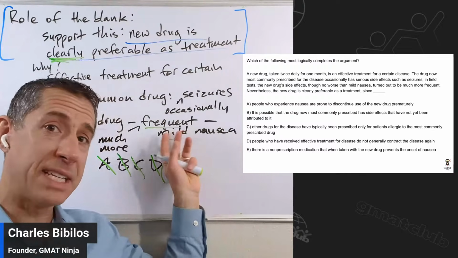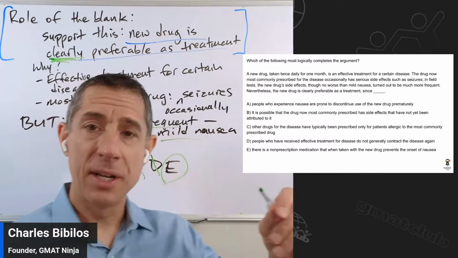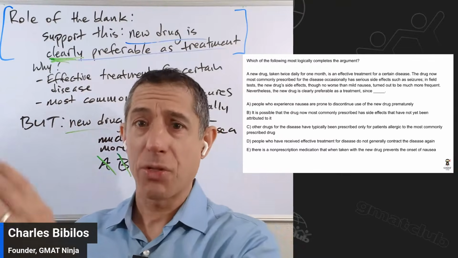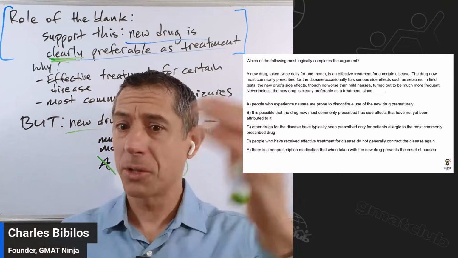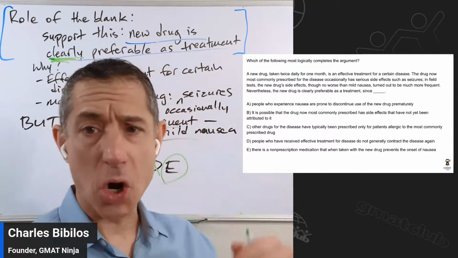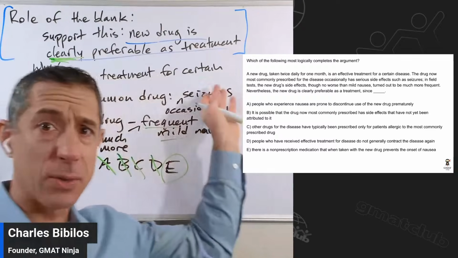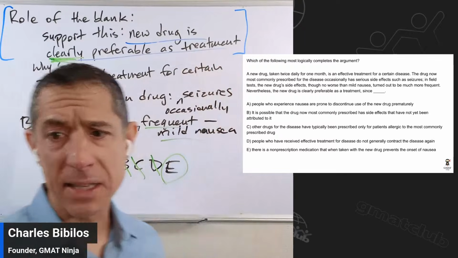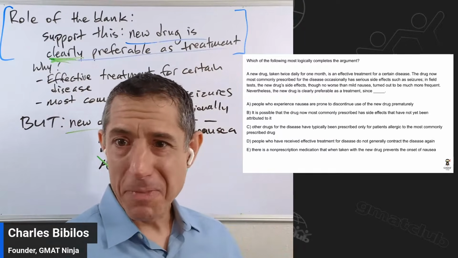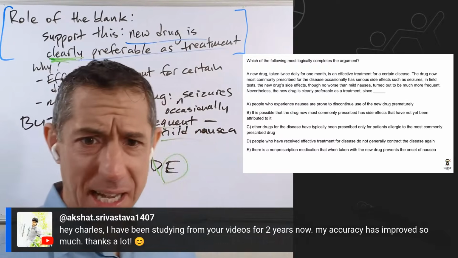Don't try to save 15 seconds racing through the passage, because it'll very easily cost you 30, 45, 60 seconds going through the answer choices. They'll be much harder to go through if you're not precise here. So again, invest in being systematic on the passage. Good things happen. And Akshat, thank you so much.